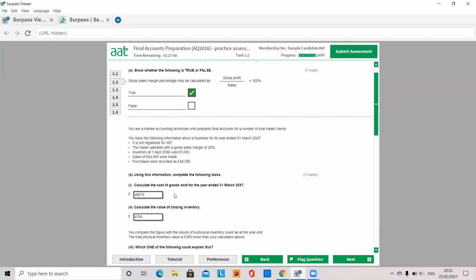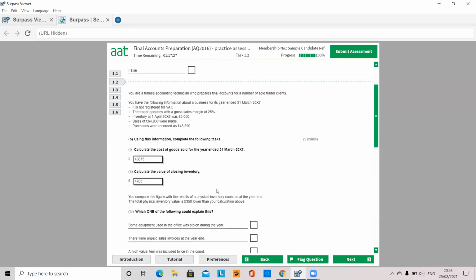So if we take off the cost of sales from that figure, so minus 48,675 is 4,675. So therefore, our closing inventory is 4,675. And again, I'd always advise you just to check that by doing the calculations to make sure that it's correct. And I know that it is, okay?